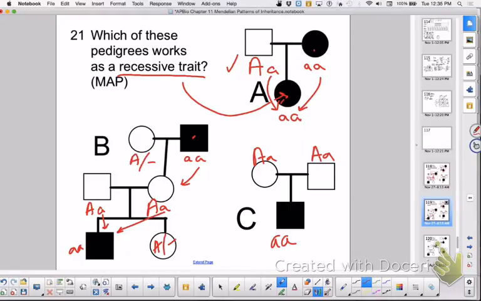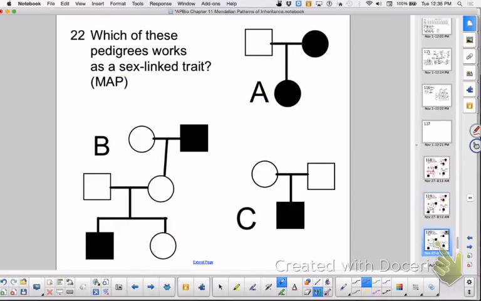Okay, now, which of these would work with sex-linked traits?